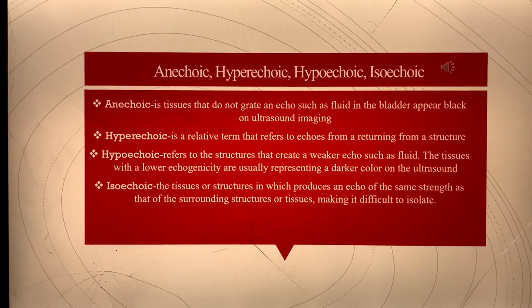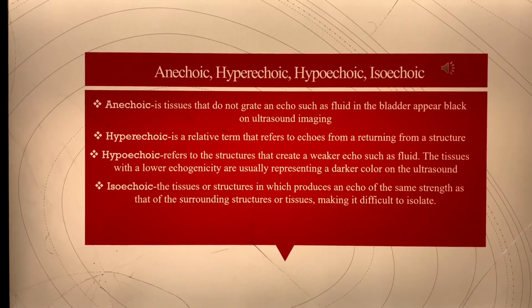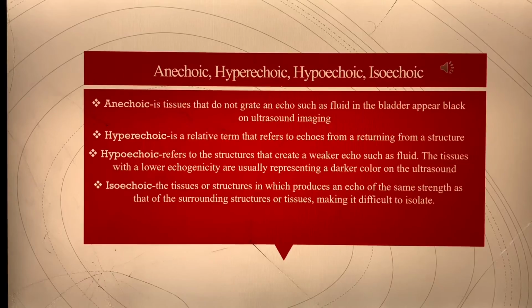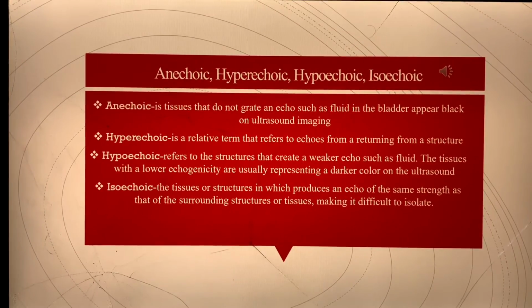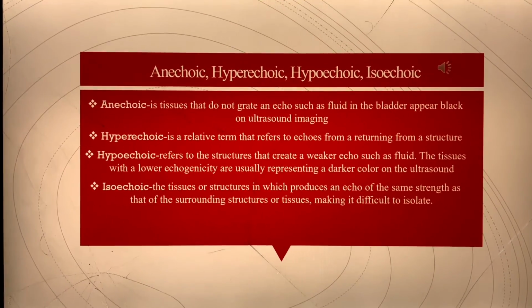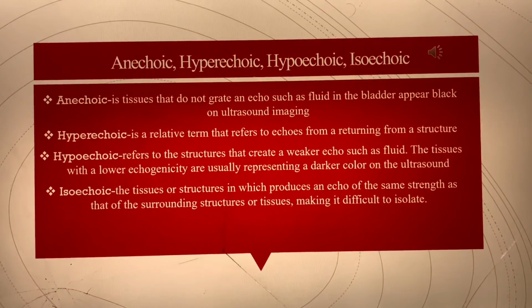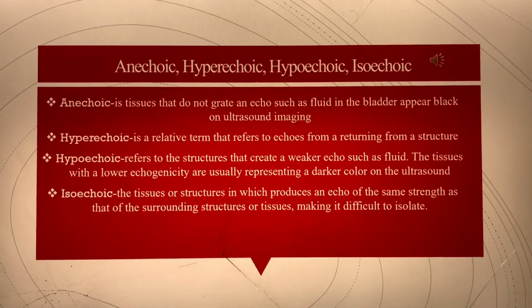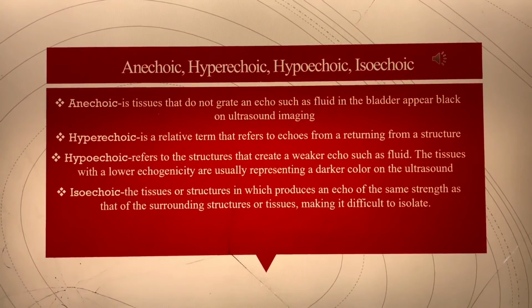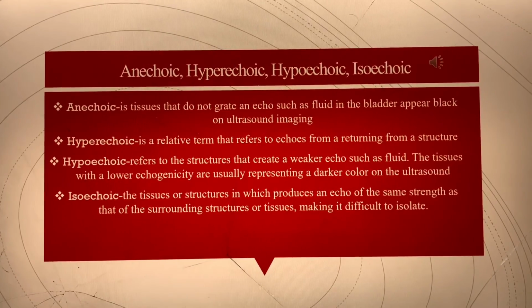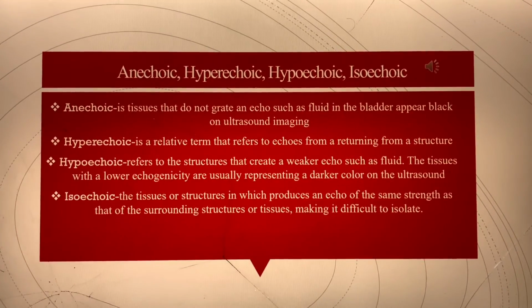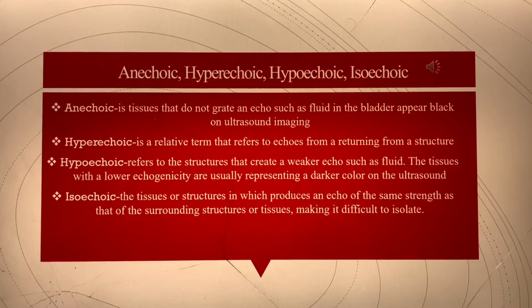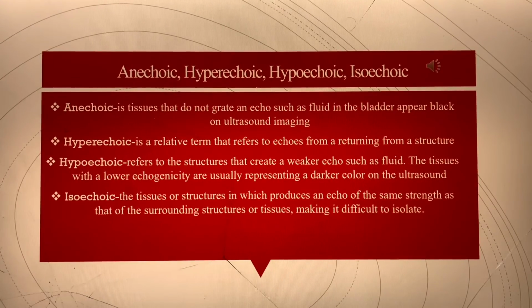Hyperechoic is a related term that refers to echoes returning from a structure. This tissue that generates a greater echo usually displays a lighter color during ultrasound imaging. This increases the density of the sound waves compared to the surrounding structures. Some examples would be bone or fat.